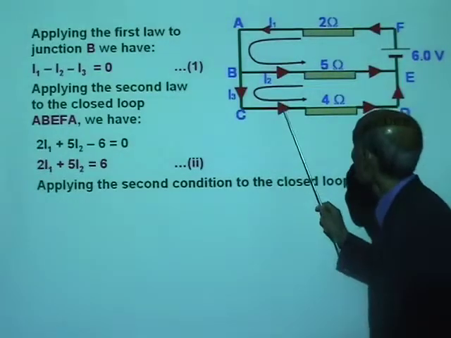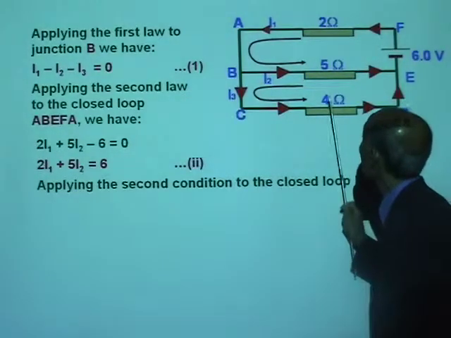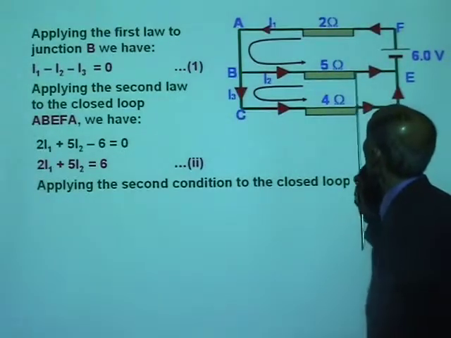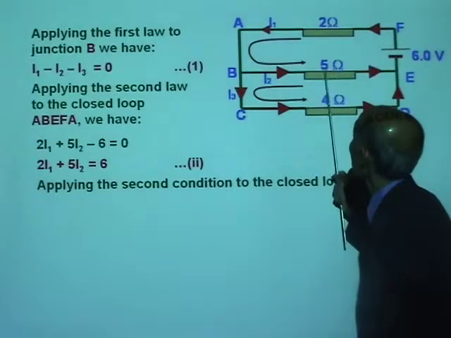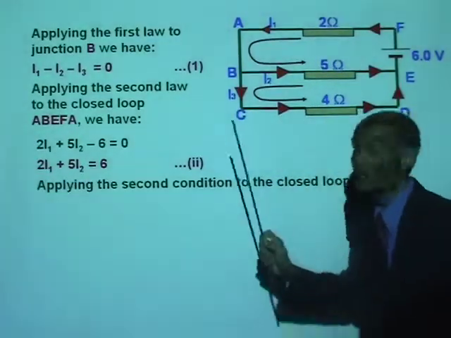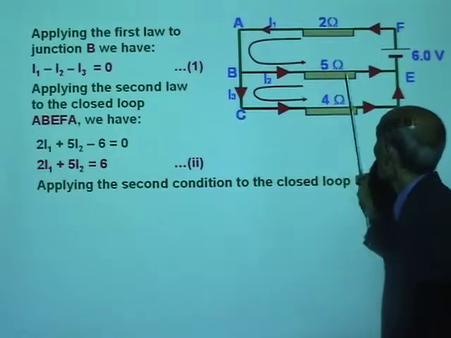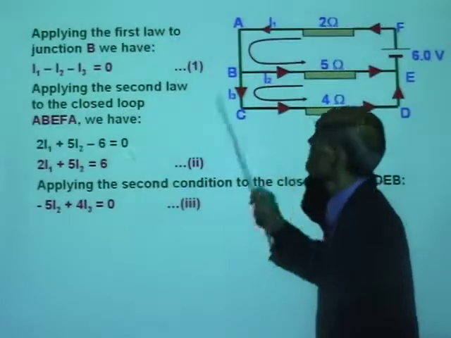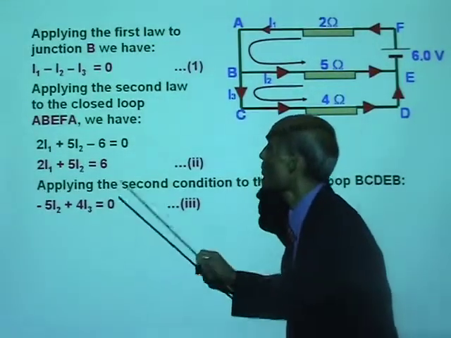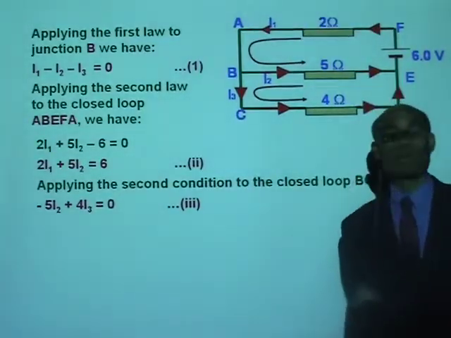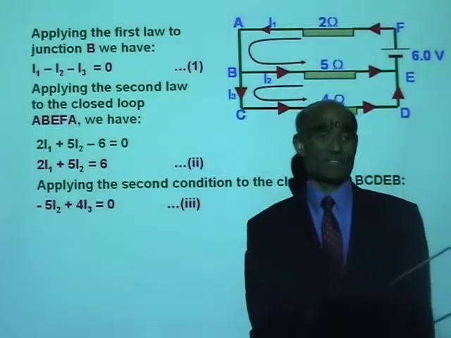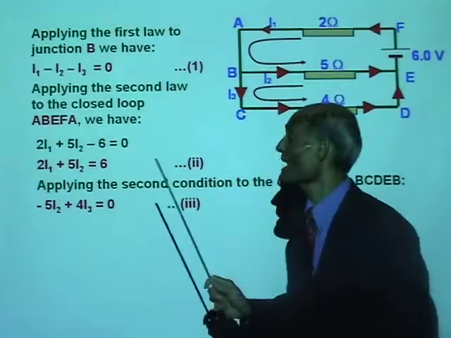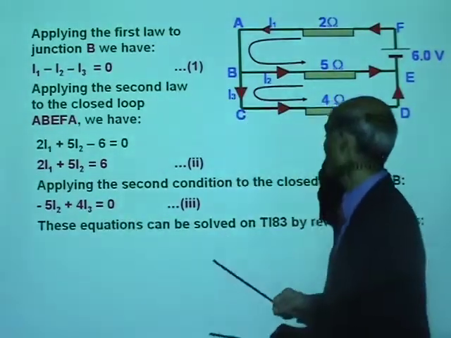The potential drop in the 4 ohm resistor is 4I3, that is positive. And the potential drop in the 5 ohm resistor is 5I2, that is negative, because the current I2 is flowing opposite to the direction of the loop. So we get negative 5I2 plus 4I3 equal to 0. We got now 3 equations. Now the task is to solve these 3 equations to find the values of I1, I2 and I3.